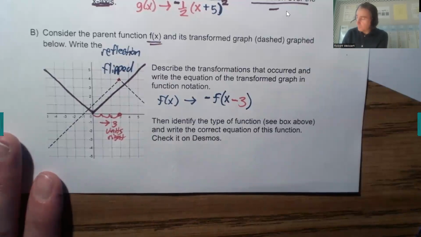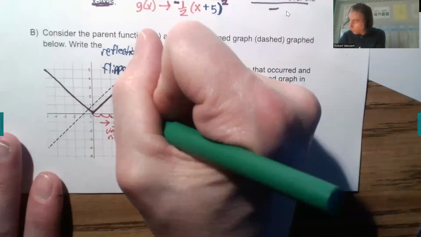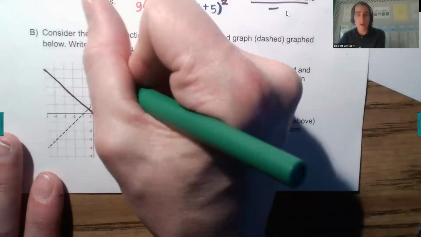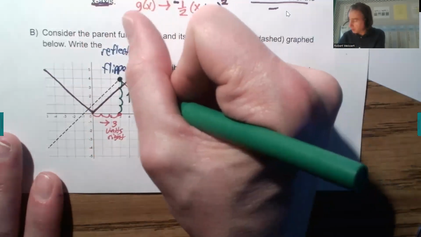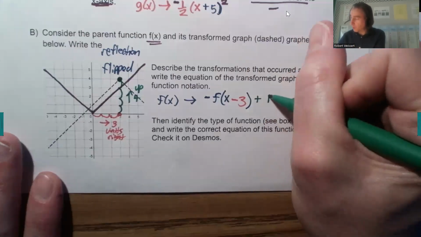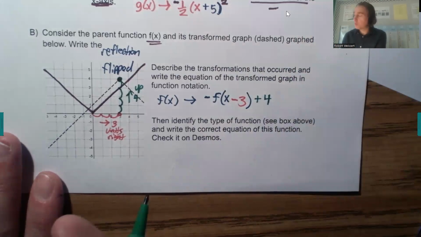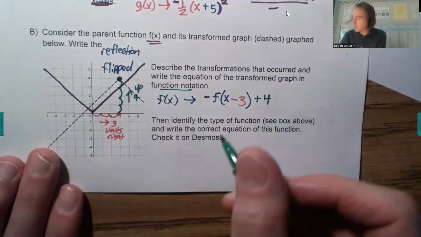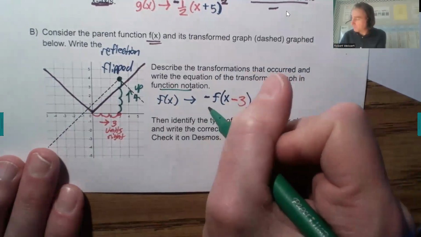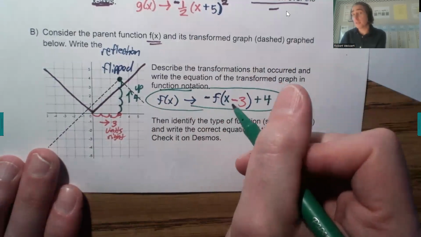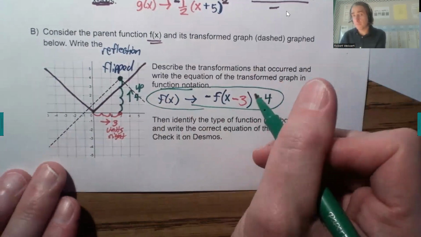And then finally, it ended with going up 1, 2, 3, 4 units. So notice the y value here is 4, so it's going to be up 4. Now that's going to be +4 on the outside. So just in function notation, without getting into what the actual function is, that's what it looks like. It transformed to -f parentheses x minus 3 plus 4.